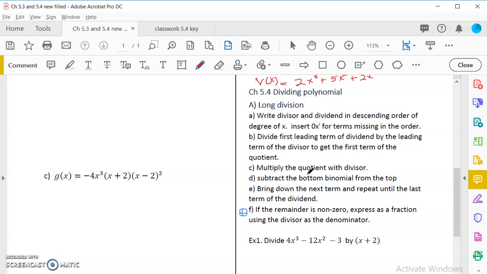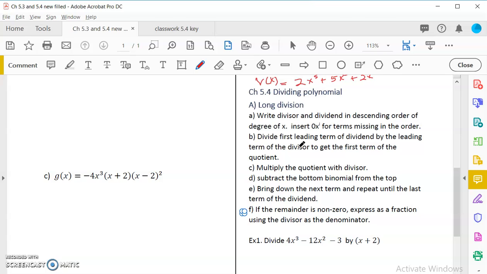There are two methods of doing it. One is long division. Long division is more flexible. You can divide by a binomial, a trinomial, anything you want, but it is more clumsy and harder. Then there is another method called synthetic division. Synthetic division is for dividing anything in the form of x minus k. So it's restrictive, but it's very useful when you are trying to find factors of a polynomial.